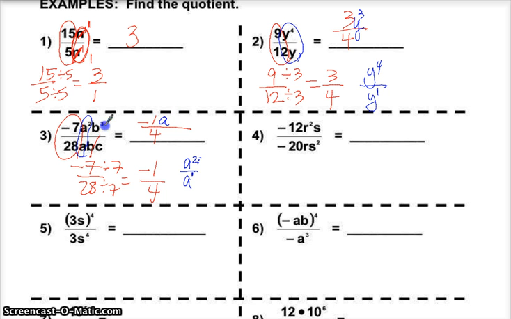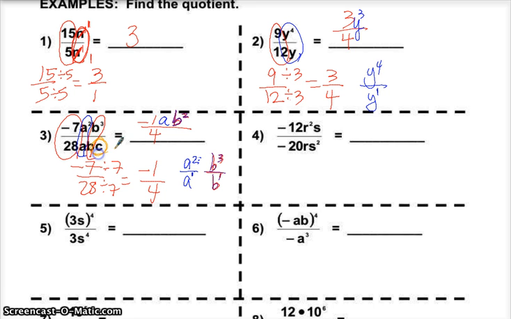Then you have your bases of b's. We have b cubed divided by b to the 1 power. Well, 3 minus 1 is 2, so we have b squared left over in the numerator. I should have done that in a different color. So b's. And then finally, we have our c's.